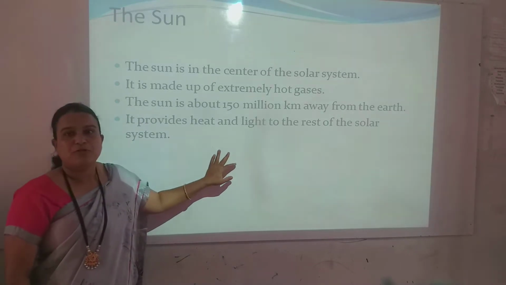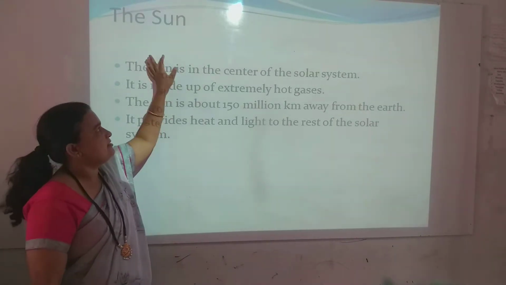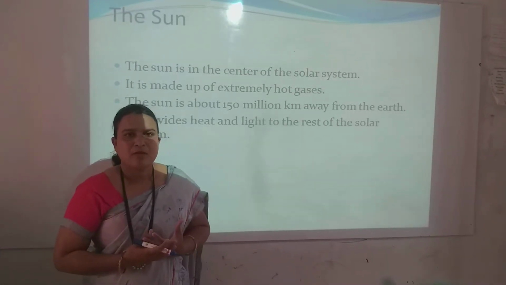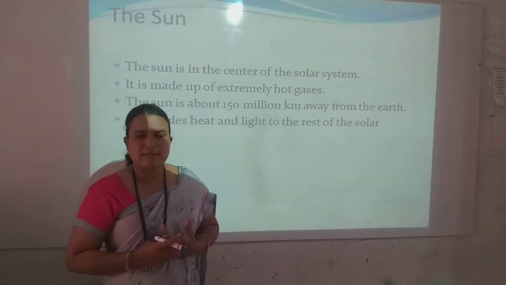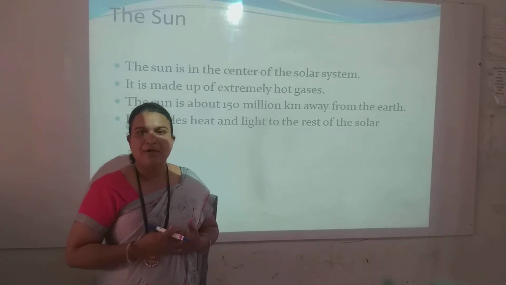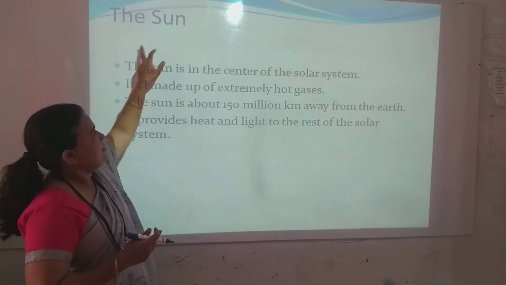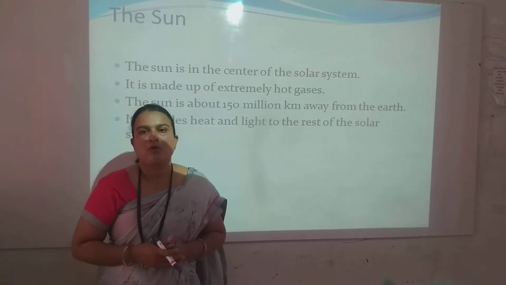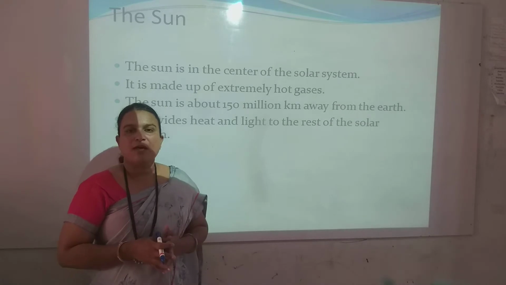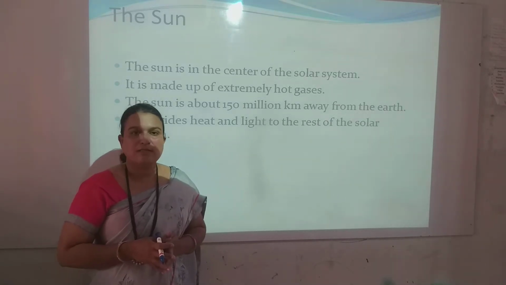See, the first point in this chapter that we are going to study is the Sun. We are all familiar with the Sun. The Sun is made up of hot gaseous substances. We receive light and heat from it during the daytime. The Sun is the center of the solar system, and it is also called the head of the solar system.